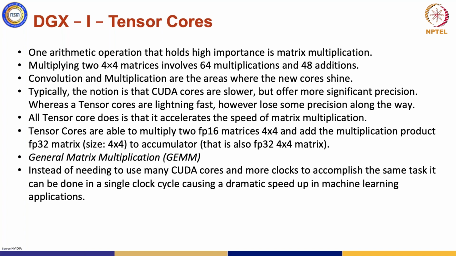Tensor cores are able to multiply two FP16 4 by 4 matrices and add the multiplicative product to the accumulator. So this is general matrix multiplication, or GEMM. Instead of needing to use many CUDA cores and more clocks to accomplish a task, it can be done in a single clock cycle, with a dramatic speedup for applications which involve machine learning, on these tensor cores.